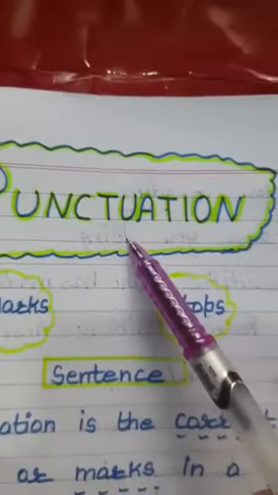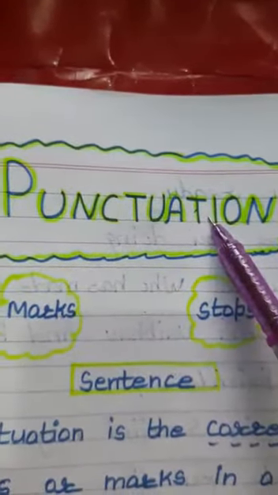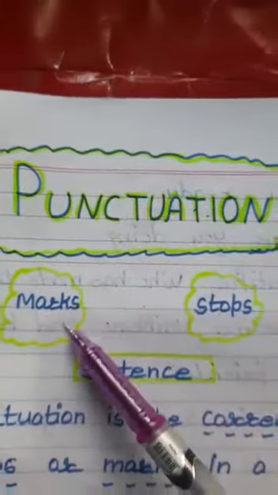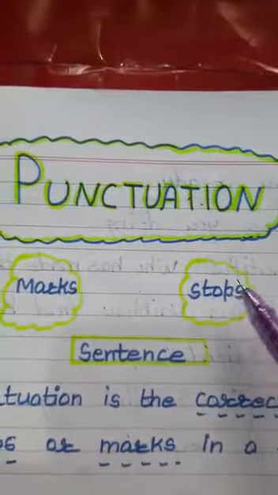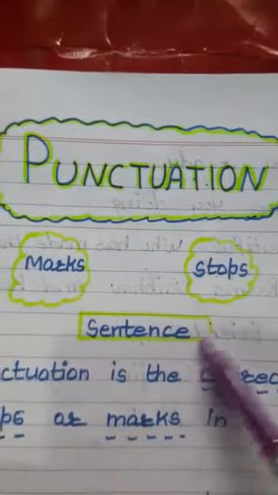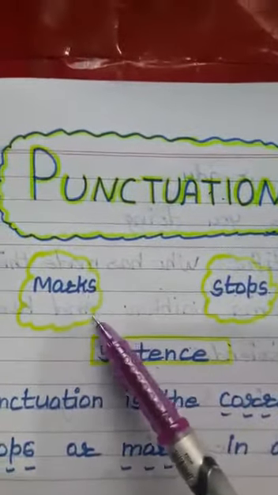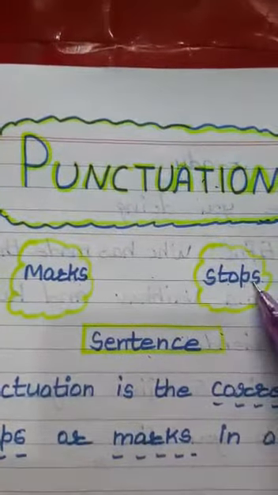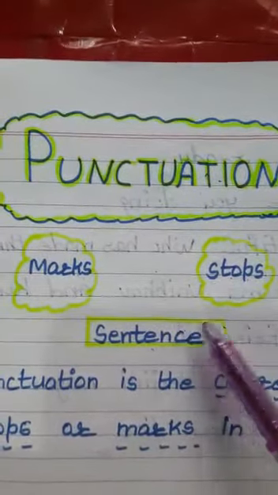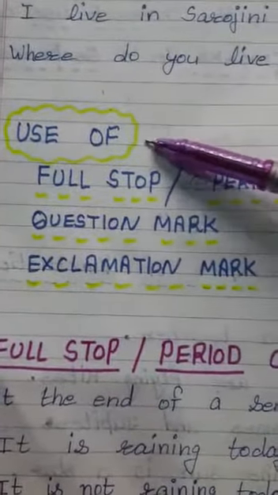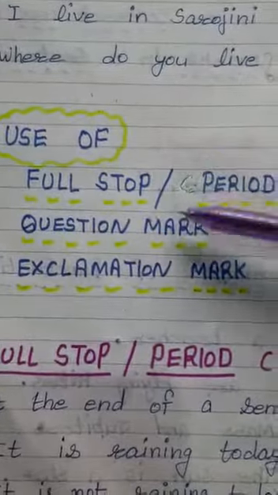Students, till yet we have studied punctuation and we have seen that punctuation is marks or stops that we use correctly in a sentence. Now it's our turn to see what these marks and stops are and how we make use of them. So here we are with the use of various punctuation marks.